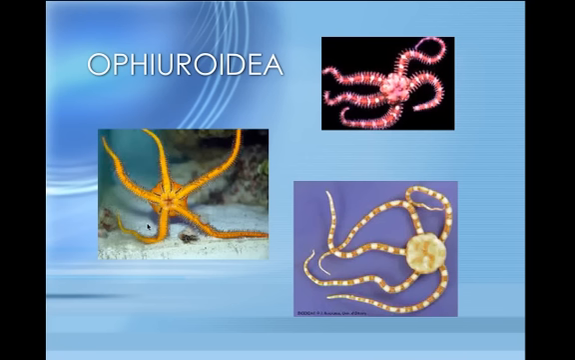The next class includes the brittle stars. They have a distinctive central disc with long, flexible, thin arms. They do not have suction or tube feet. They move by lashing their arms.